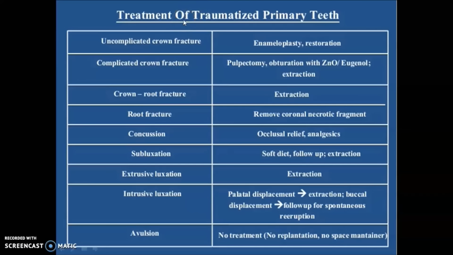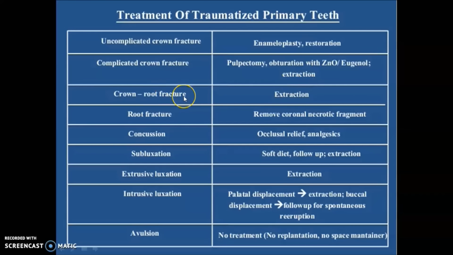So let's see the review of how you will treat the different aspects of your primary teeth injuries. When there is an uncomplicated crown fracture, what uncomplicated means is that it is not involving your pulp, then you have to go for enameloplasty or you can go for restoration. If there is a complicated crown fracture in primary teeth, it means the fracture has involved the pulp, then you have to go for pulpectomy. Either you can obturate with the help of ZOE or your calcium hydroxide iodoform combination or Endoflas. And if the root status is not proper, you have to go for extraction.